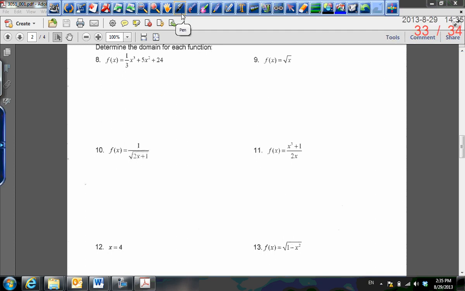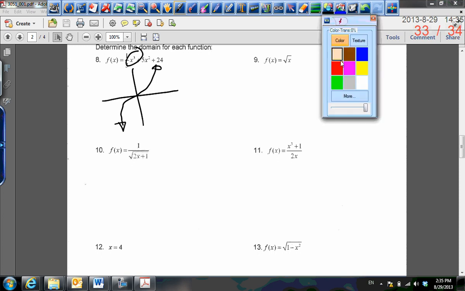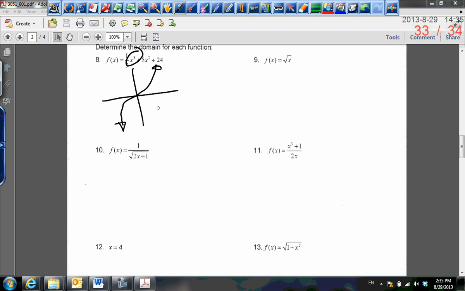Let's talk about number 8. What is the parent function for number 8? No. It is cubic. Cubic looks something like this. If you didn't know that, you might be in trouble for tomorrow. It's cubic because I have an x cubed right there. Right, it's a cube, the highest power.